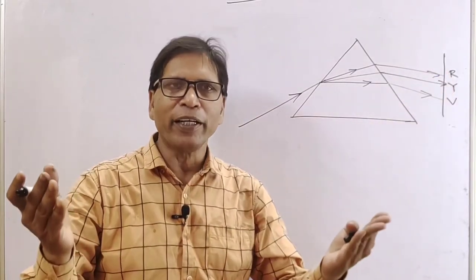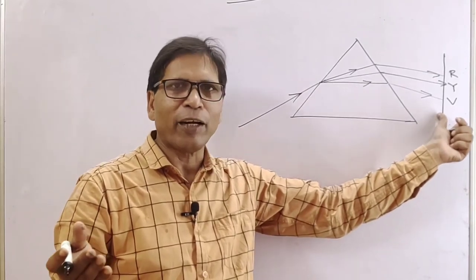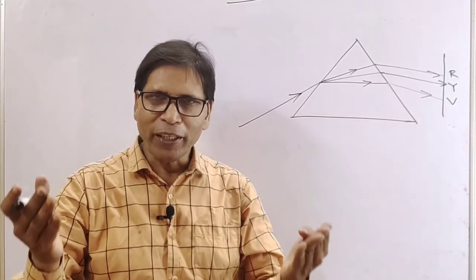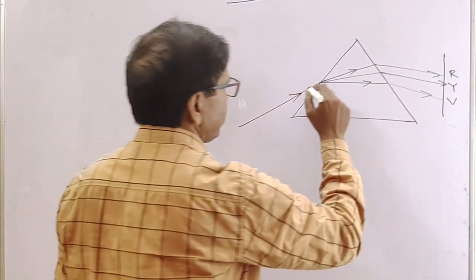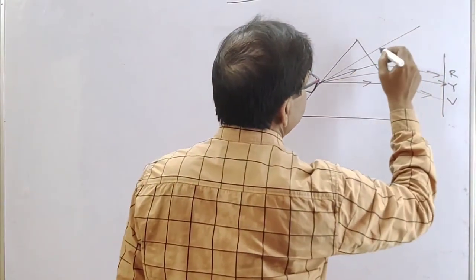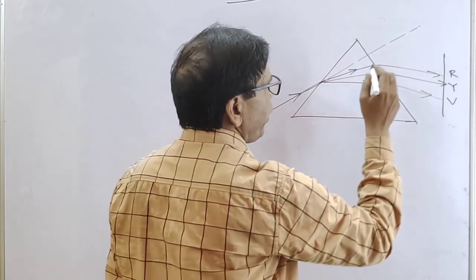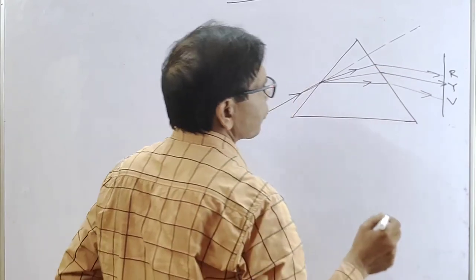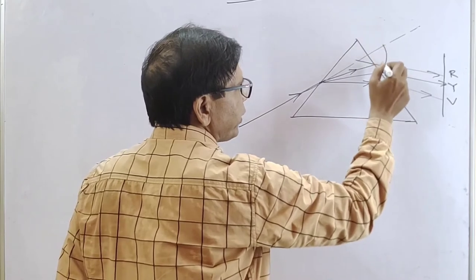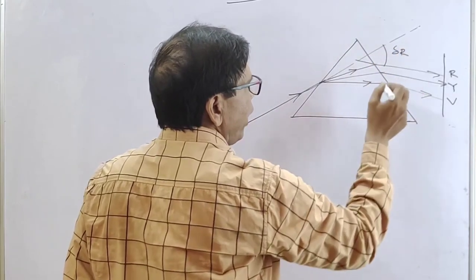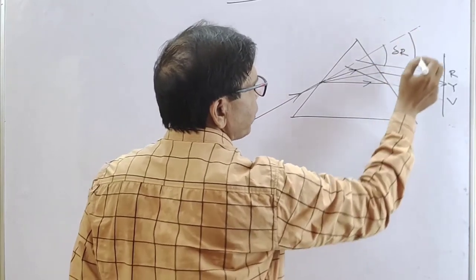If the colors in the color band occupy their own position, it is called pure spectrum. Pure spectrum is obtained only in the laboratory. Now look at this. This is the actual direction of the ray. The deviation of red color, look at this, this is delta R, and the deviation of violet color, look at this, this is delta V.